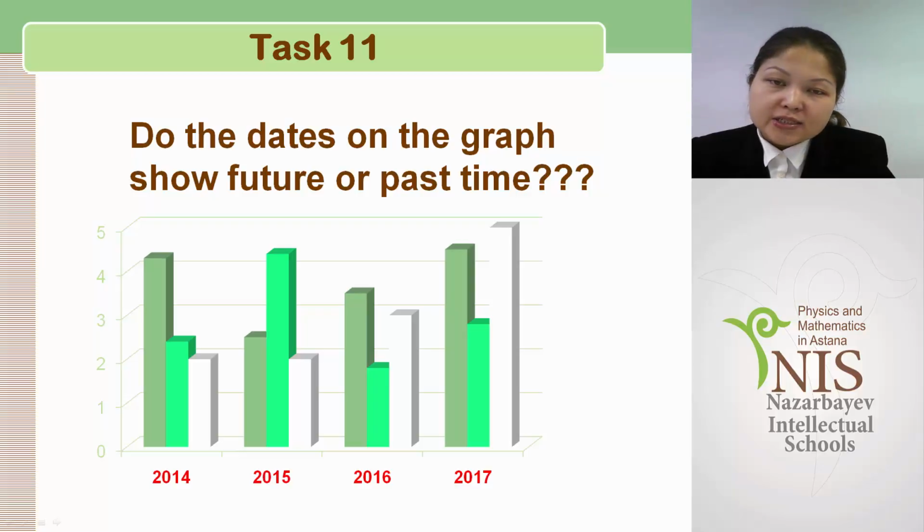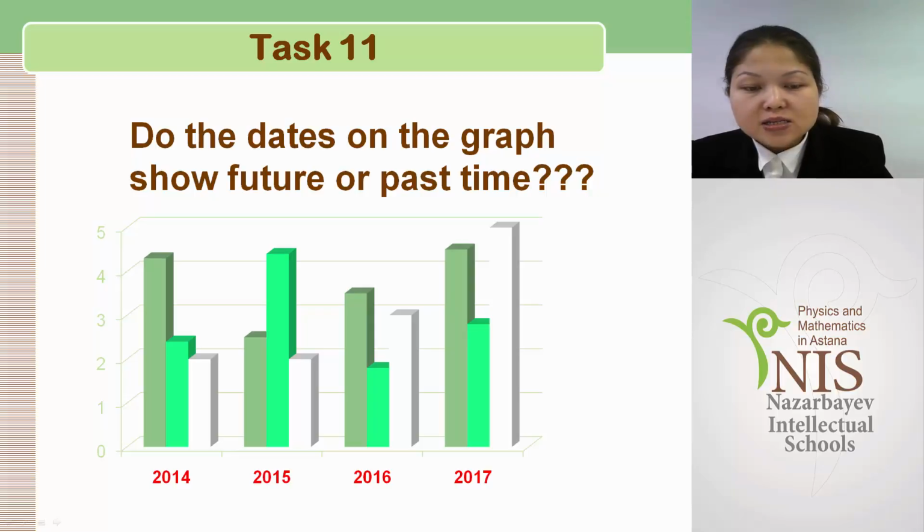So do the dates on the graph show future or past time? Of course, they show the past, not the future. Because 2014 is gradually finishing, that's why we are going to count it as past time very soon.